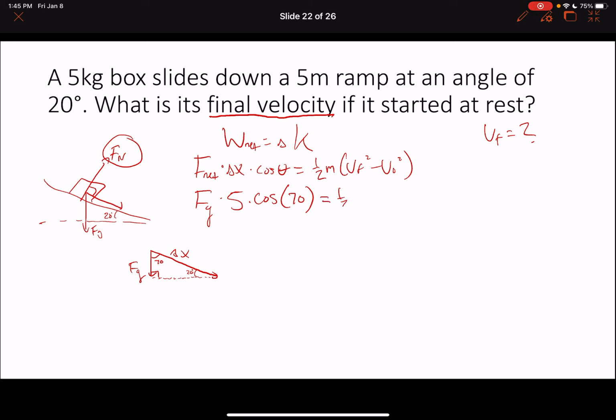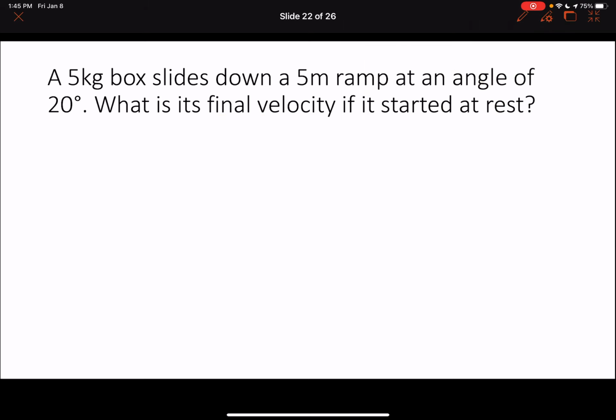And it's equal to 1/2 m, V final squared is what we're looking for, minus V initial squared. Let me rewrite that down real quick. So F net delta x cosine theta equals 1/2 m V final squared minus V initial squared.